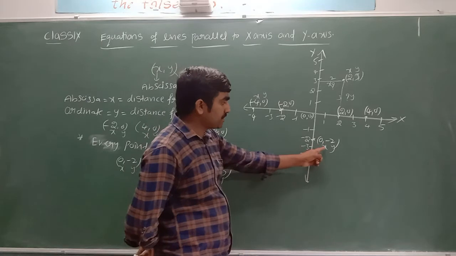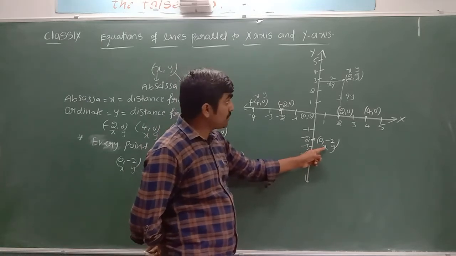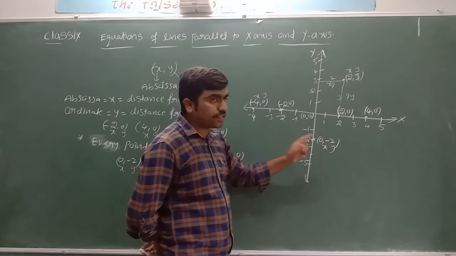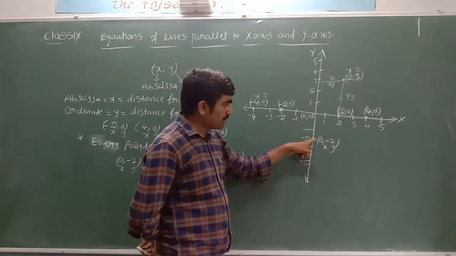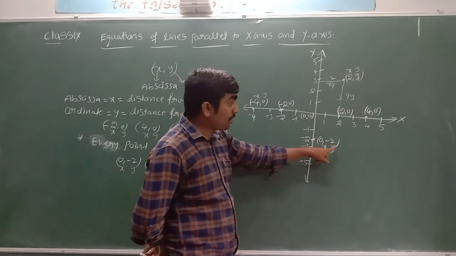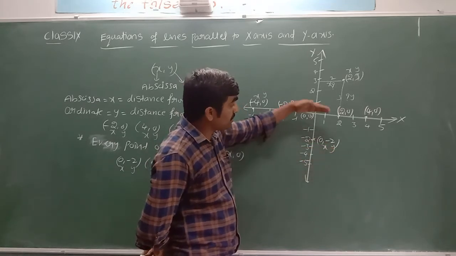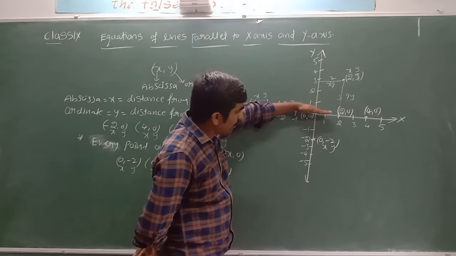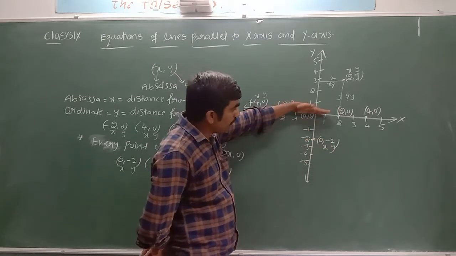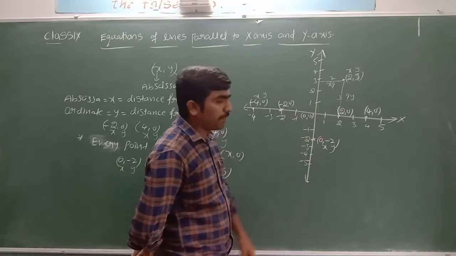What is meant by x? Abscissa is the distance from the y-axis. The point is already on the y-axis, so there is no distance. You take abscissa as 0. What is meant by ordinate? Ordinate means the distance from the x-axis, or horizontal line. From the horizontal line we can see 2 units. So it is below the horizontal line, and we represent it with a minus symbol.